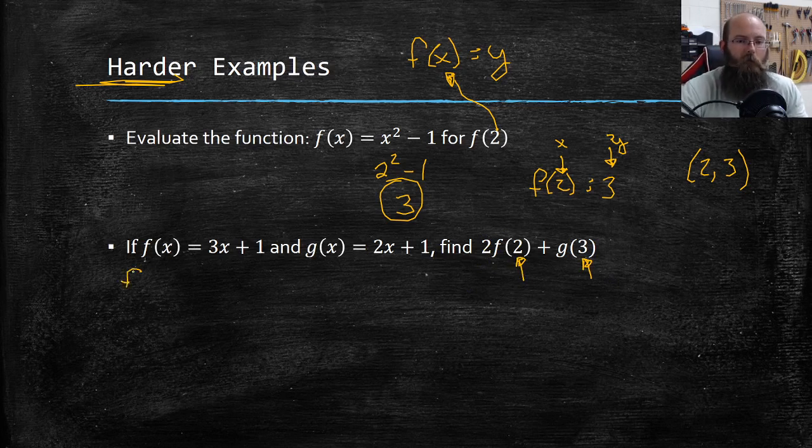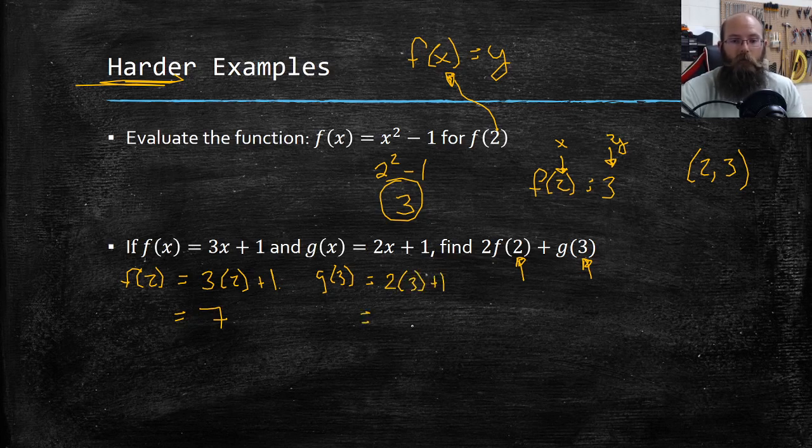F of 2. So I'm substituting in x's and 2's. So that's a 3 and a 2 plus 1. What's 3 times 2 plus 1? Type it in your calculator. You should get 7. All right. That's f of 2. That part's done. Okay. Now we need to do g of 3. G of 3. I'm plugging in a 3 for my x value.